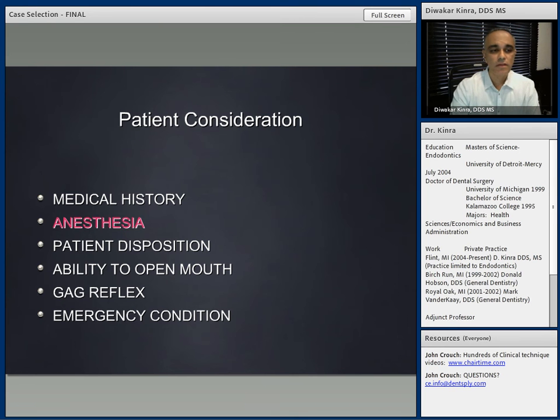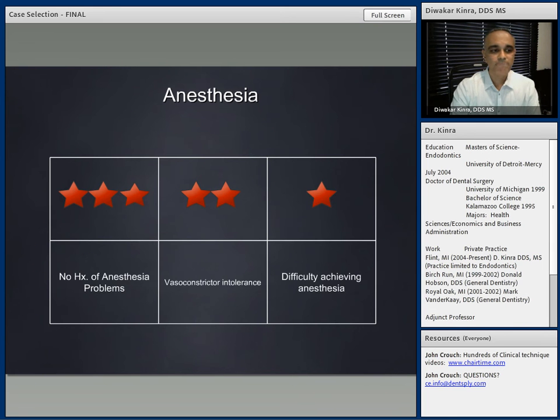Anesthesia. Well, this is one of the most challenging parts of the root canal procedure. Again, there's patients who have no history of anesthesia problems. These are our 3-star patients. But there are those patients who have vasoconstrictor intolerance or epinephrine allergies, as they like to tell you, or difficulty achieving anesthesia. Well, those are our more challenging patients that fall into these 2 categories. What I also like to do is make sure that I put a patient who has difficulty achieving anesthesia on the lower mandibular arch, such as an irreversible pulpitis. You may want to put those in the more difficult category.